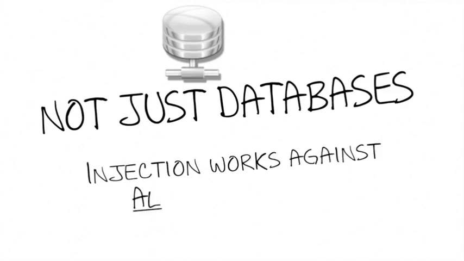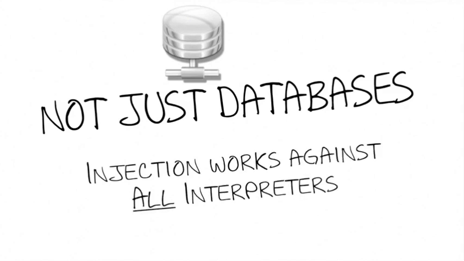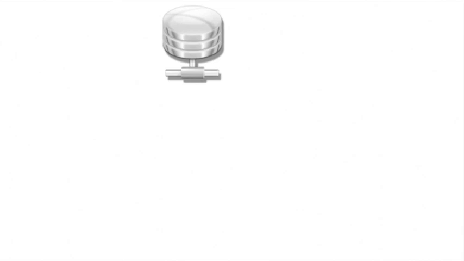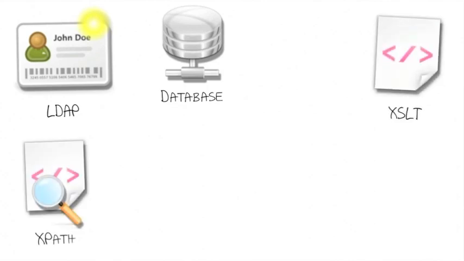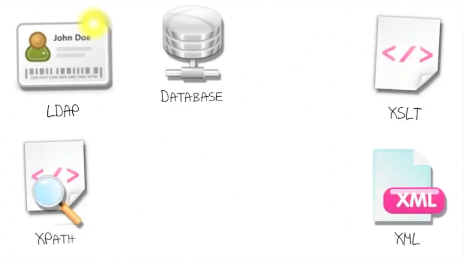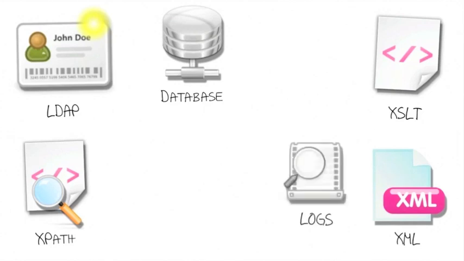Any interpreter used by your web application can potentially have this problem. So what are the interpreters commonly used by web applications? Well, obviously databases. And for authentication, very frequently you'll have LDAP servers, plus an array of XML-based technologies like XSLT, XPath, and other XML messaging formats. In addition, most web applications keep log files, which are not interpreted, but attackers can actually inject new lines into them so that they can add fake log entries.